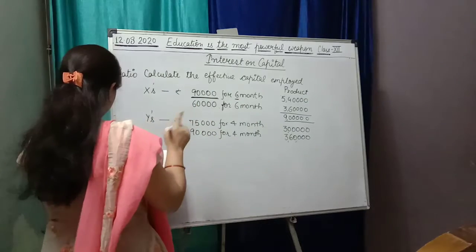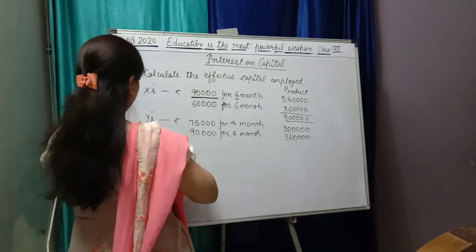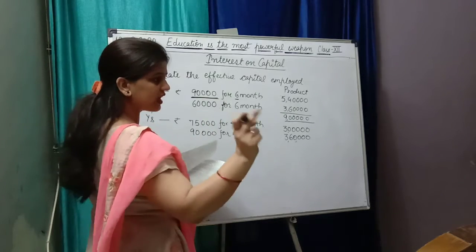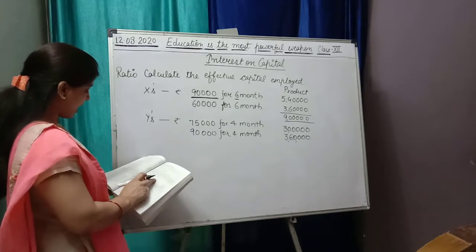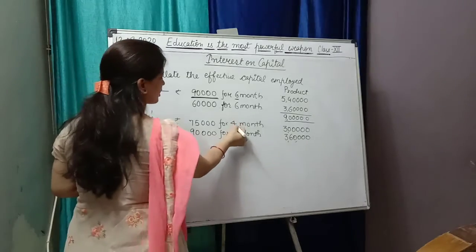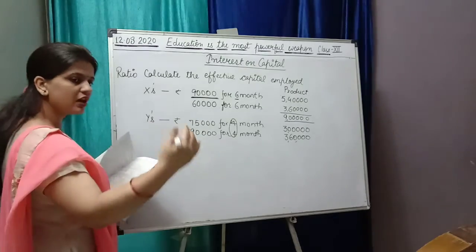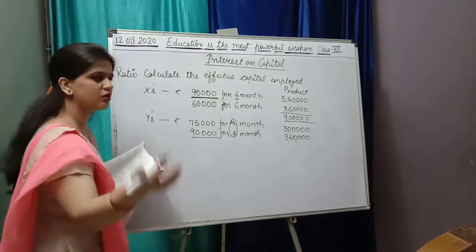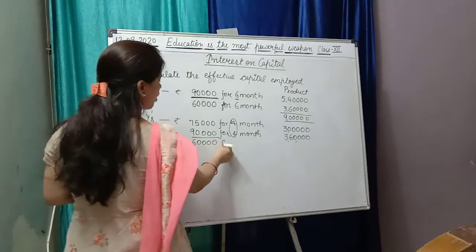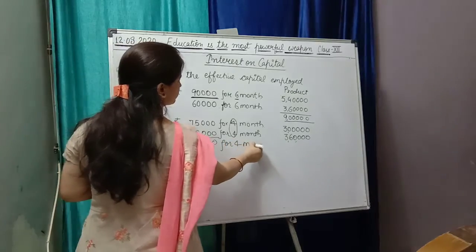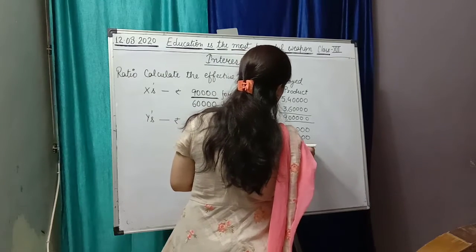One more thing it is saying, that he has withdrawn 30,000 at the end of 8 months. The 8 months have ended, and after this he took out 30,000. When he took 30,000 out of 90,000, how much is left with us? 60,000 is left. So 60,000 for 4 months will be 2,40,000.